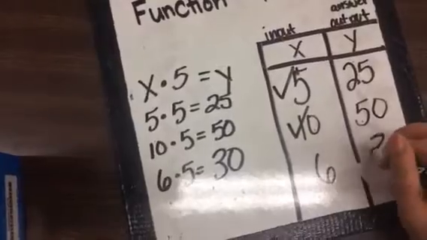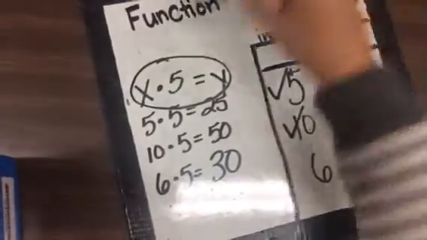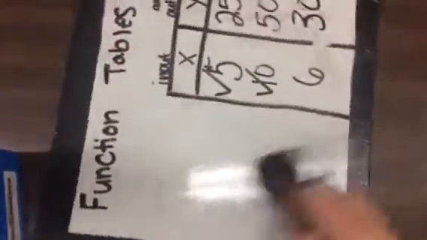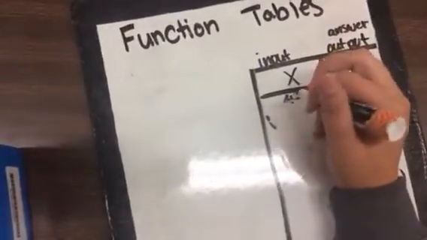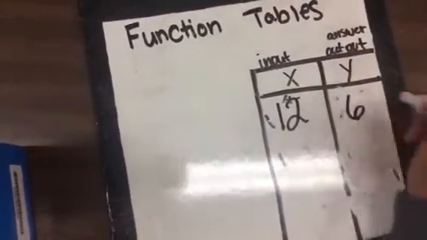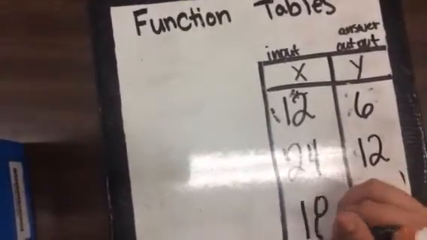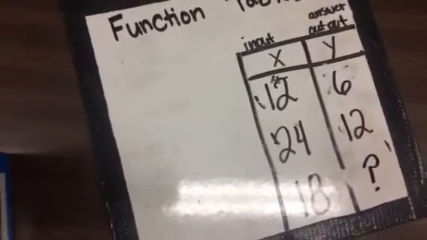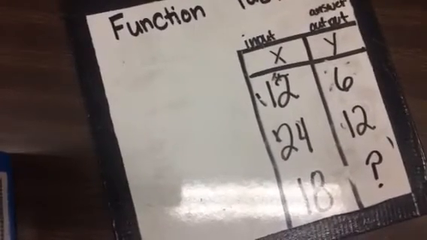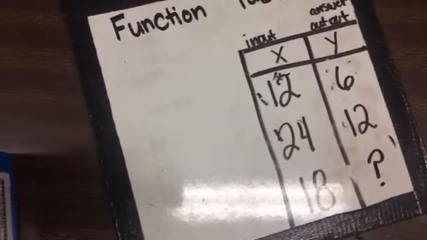Okay, we're going to do one more. You're going to write the equation and you're going to find a missing number. So let's get this set up again. Alrighty, so I've got 12 and 6, 24 and 12, and 18 and a question mark. This time you're going to pause it and try to figure out the rule, write it as an equation, and find what that question mark is. Remember like last time, you really got to pause it. Did you pause it yet? Okay, I hope you did now.